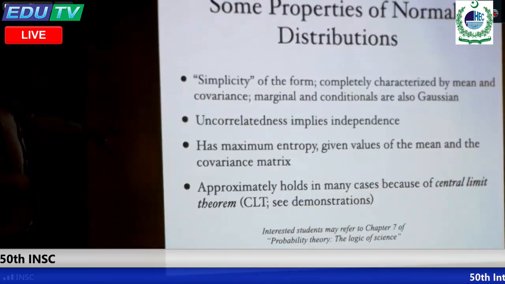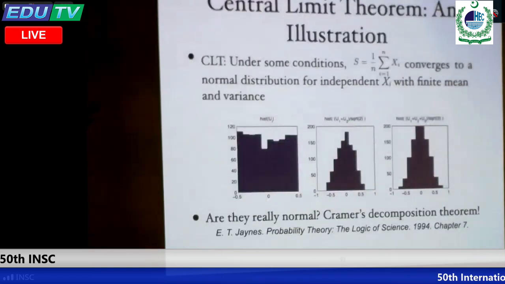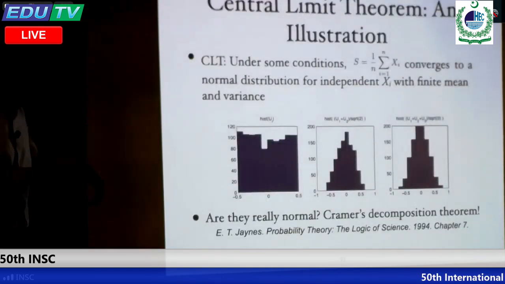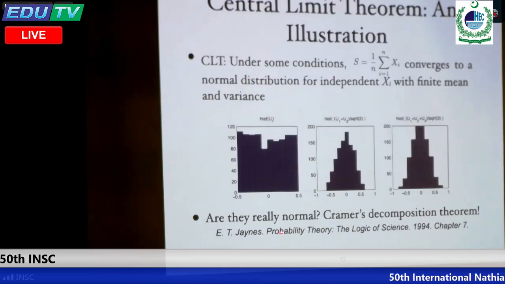We use the Gaussian distribution for multiple reasons. It's very simple and so on. There is also the central limit theorem. However, there's another theorem which was overlooked. It's called the Cramér decomposition theorem. This theorem is very interesting. It says the following.